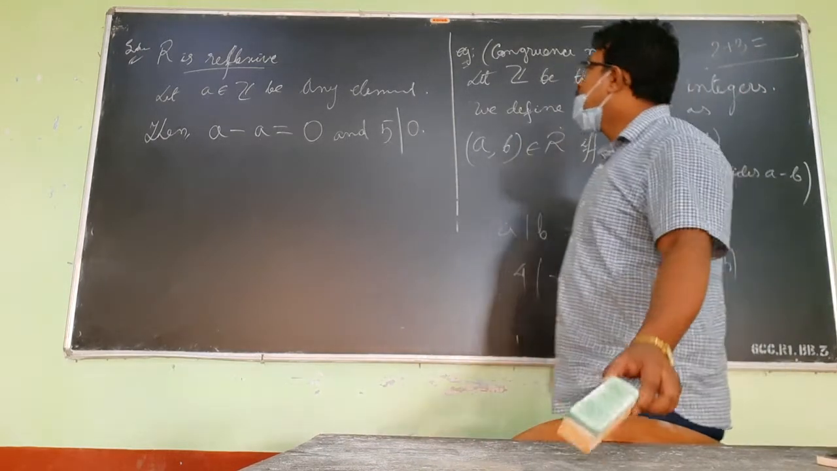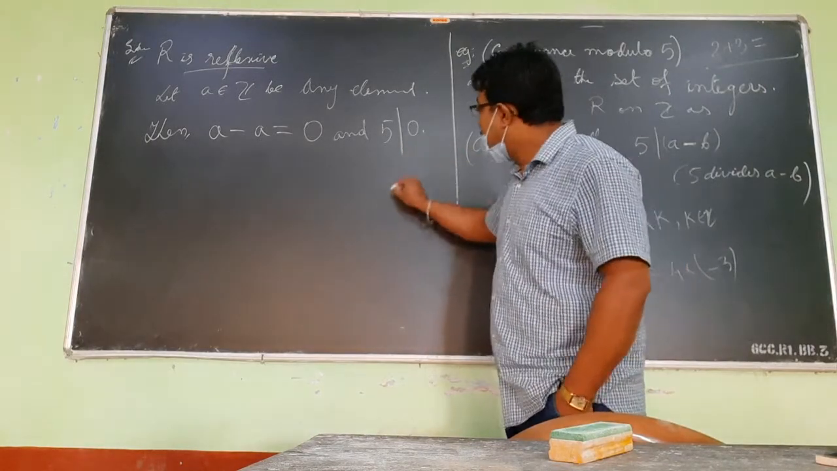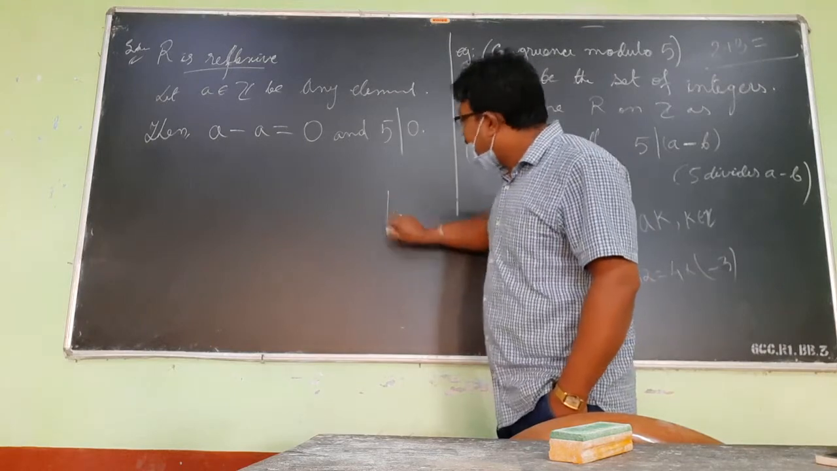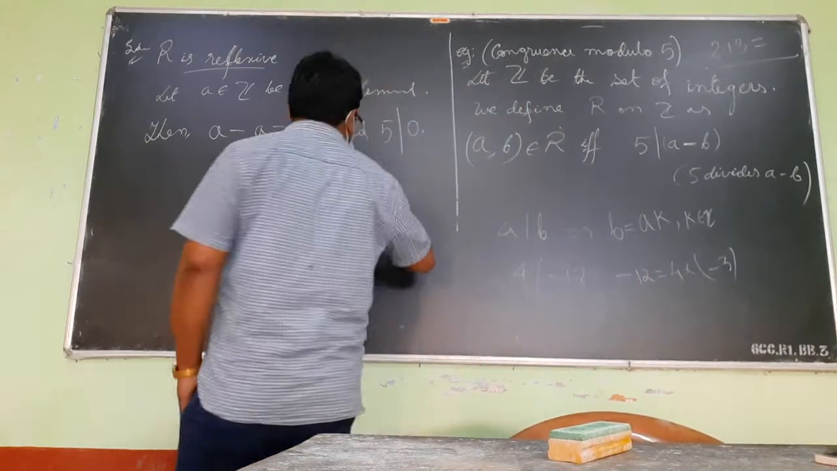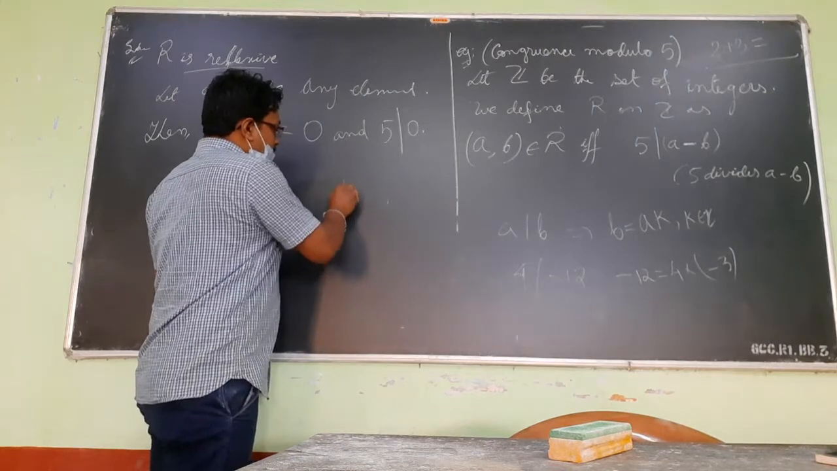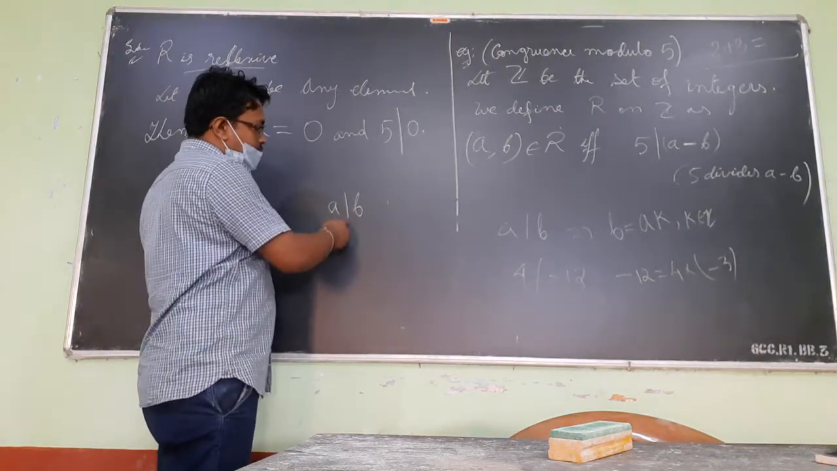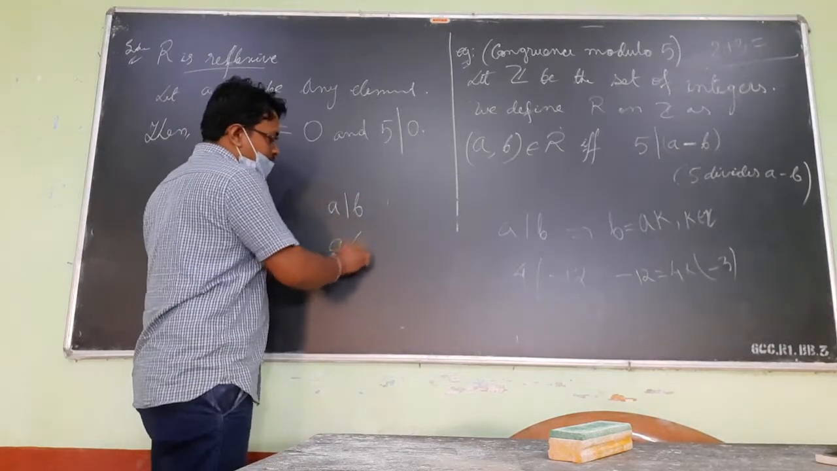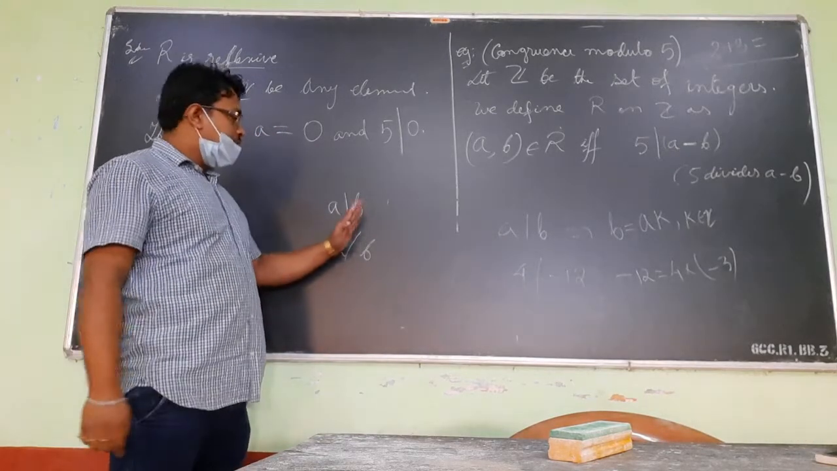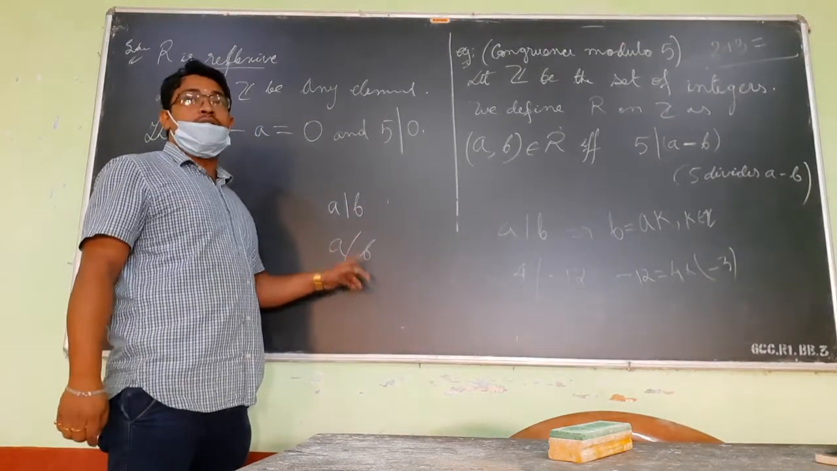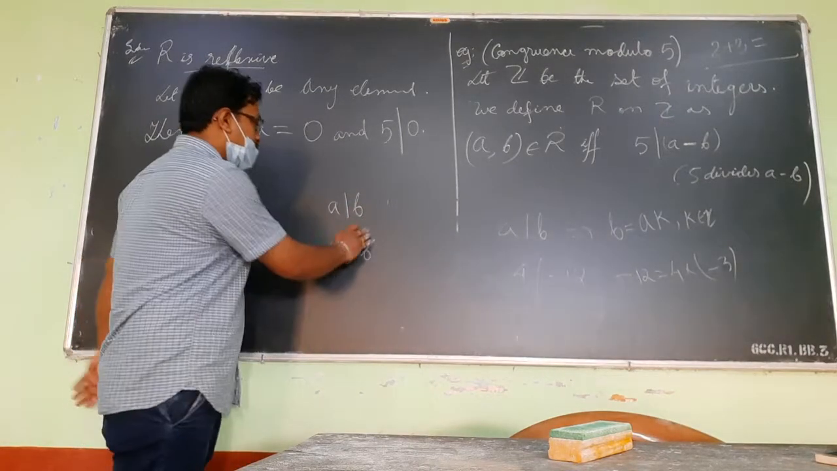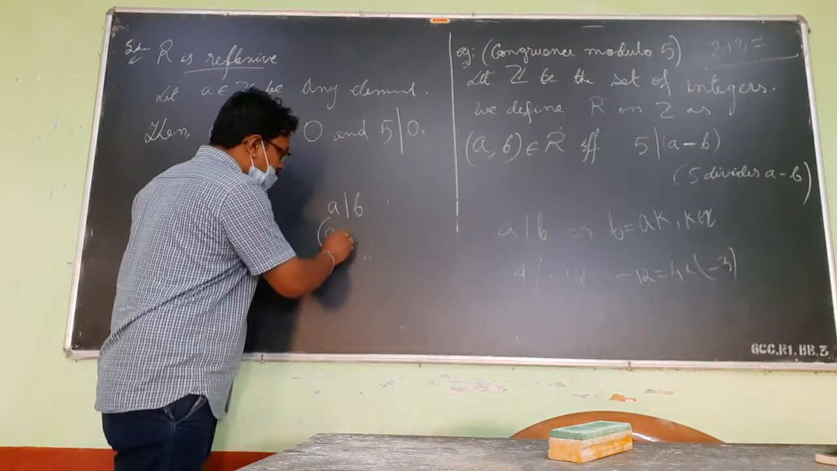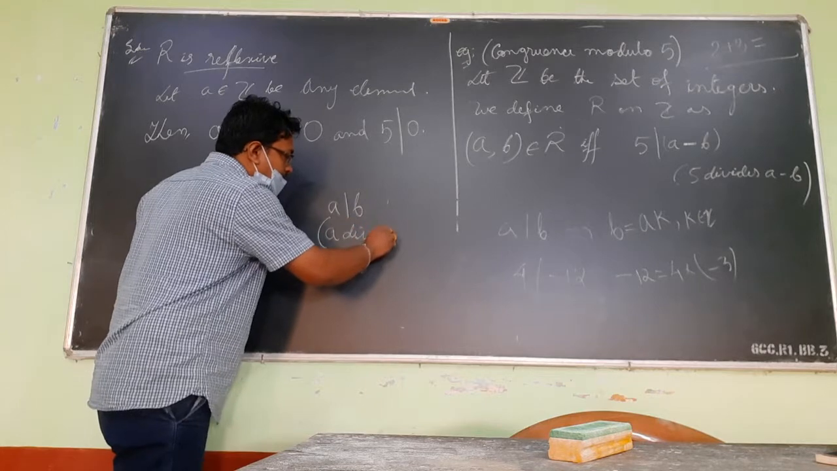Now 5 divides 0. This symbol is not this; it is a straight symbol, a bar. So this symbol means A bar B, which means A divides B. It is not A divided by B. If it is a slash, then it is A divided by B, which is a rational number. Here it is not a rational number. Here this means that A divides B.